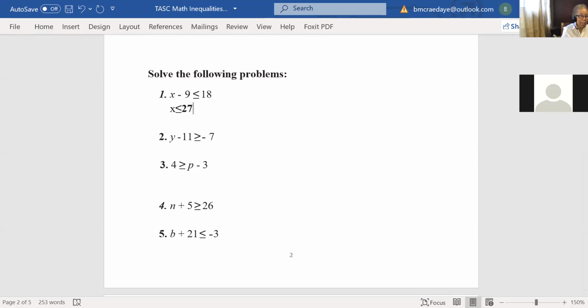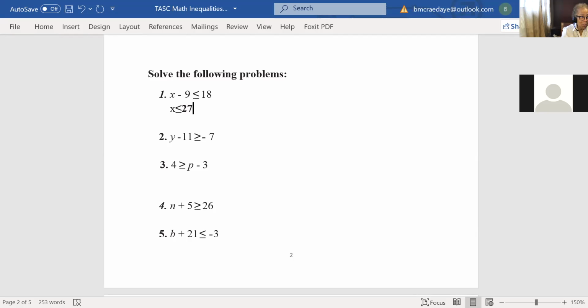If it's subtraction, you're going to do adding. So you add 9 to both sides and you get minus 9 plus 9, 0. So that just leaves you X on the left. And you add 18 plus 9 and you get 27. Okay. Got it? So X is 27.